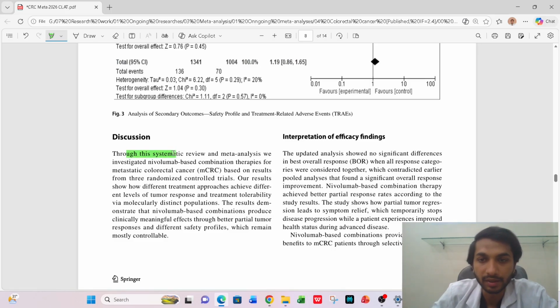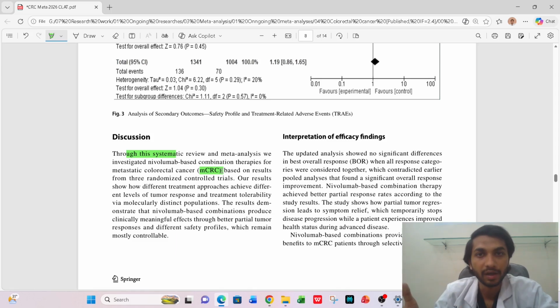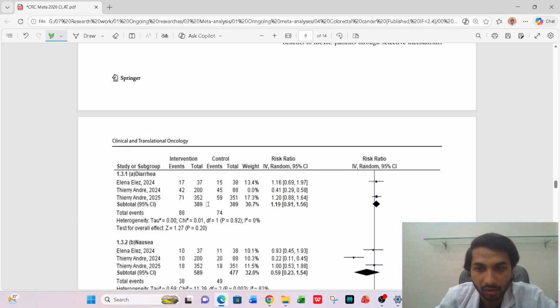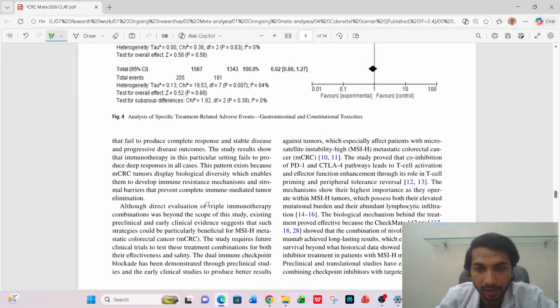So the discussion part is where you have to mention, first of all, what the disease is, and you can mention it from your introduction as well. Here you are trying to write something like an introduction after interpreting the results. You have taken the randomized control trials and you are mentioning them, and after that you can also mention them in paragraphs and subheadings as well.